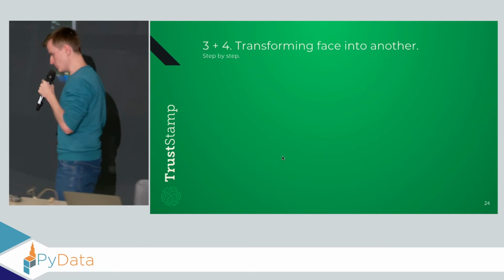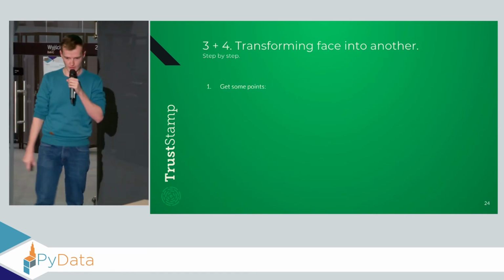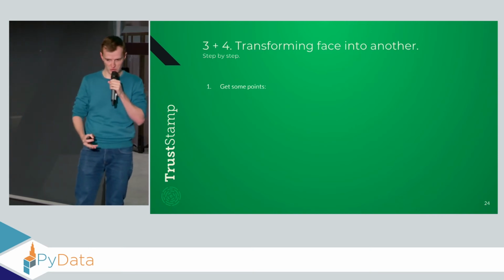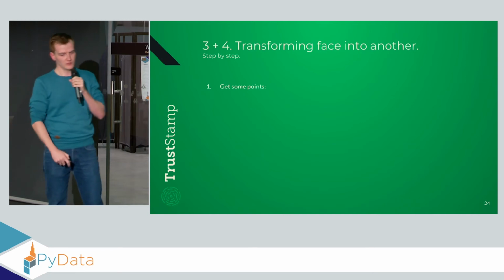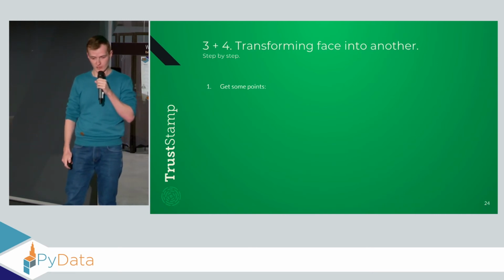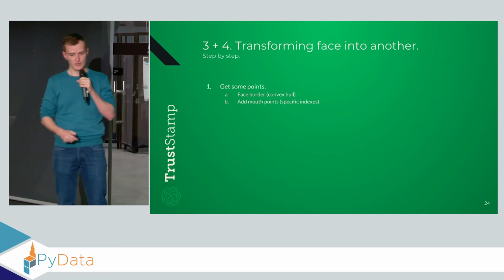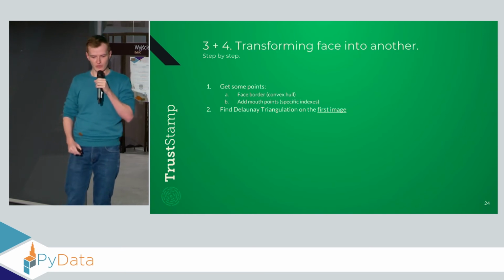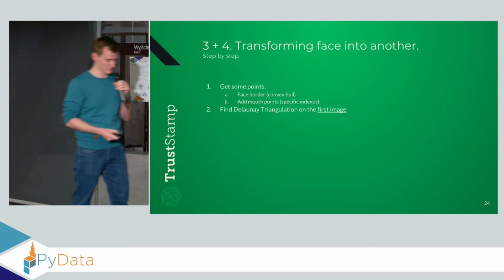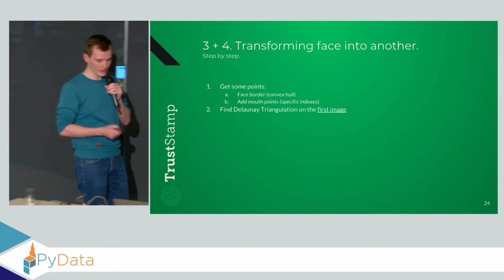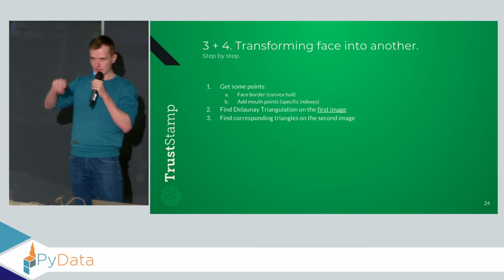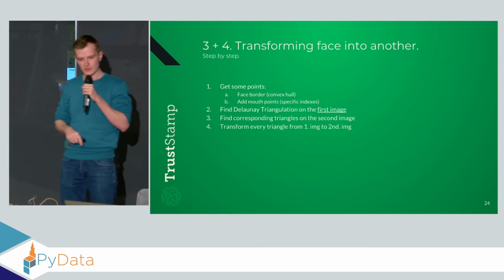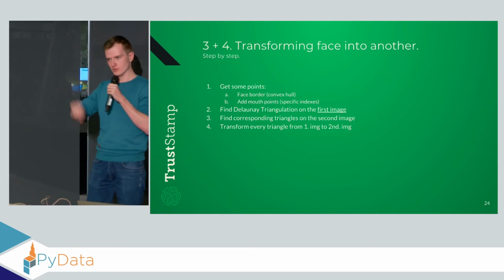Okay, so a little wrap up to make sure that you understand. Taking some triangles, and taking some points, and then we have some transformations. The first step is to get some points. In my case, it's the face border, plus mouth points, the specific indexes that I added manually. Then find the Delaunay triangulation for the first image. Find corresponding triangles on the second image, the same as on the first image. Transform every triangle from the first image to the second image.